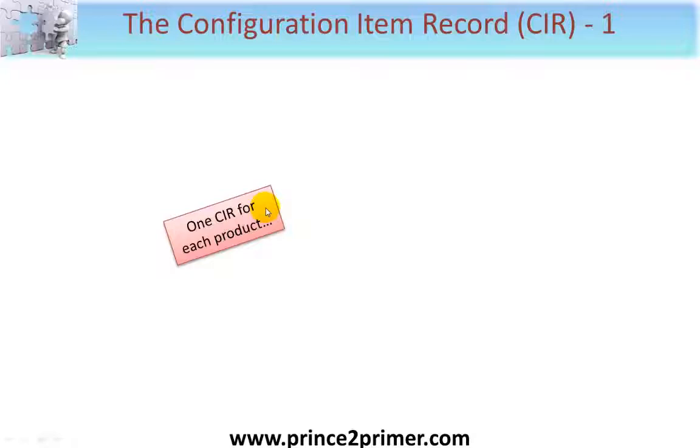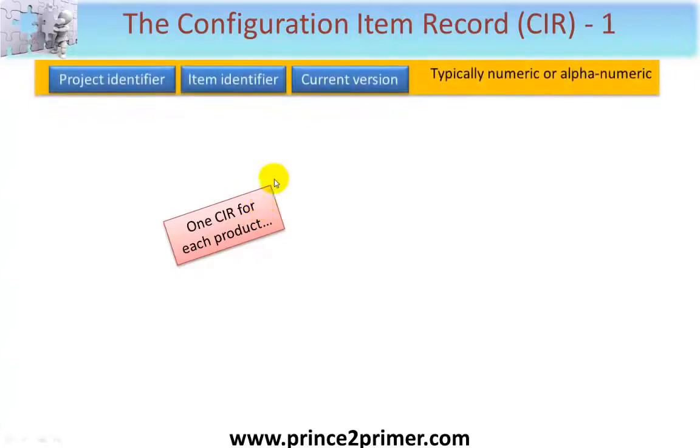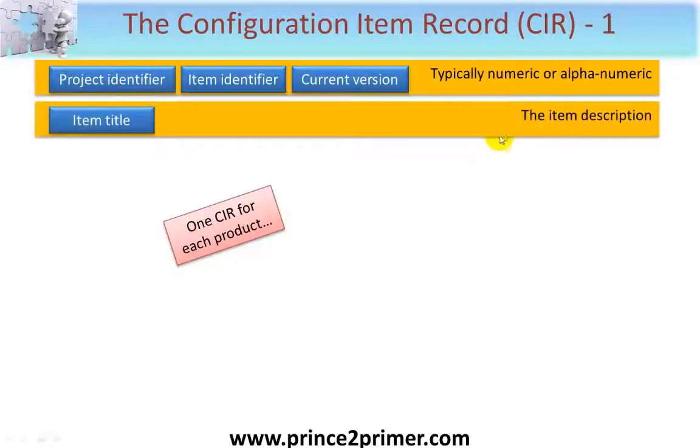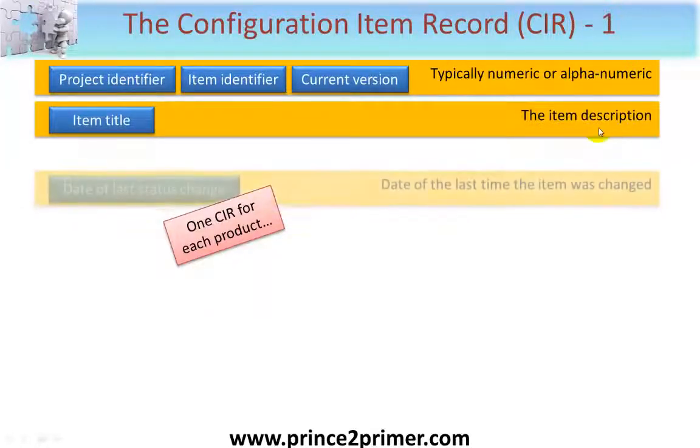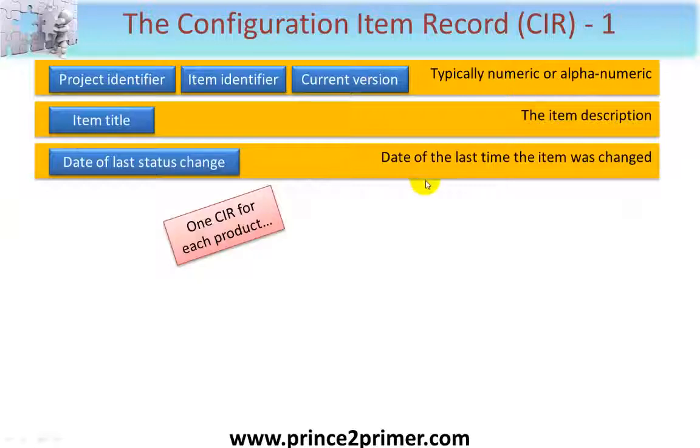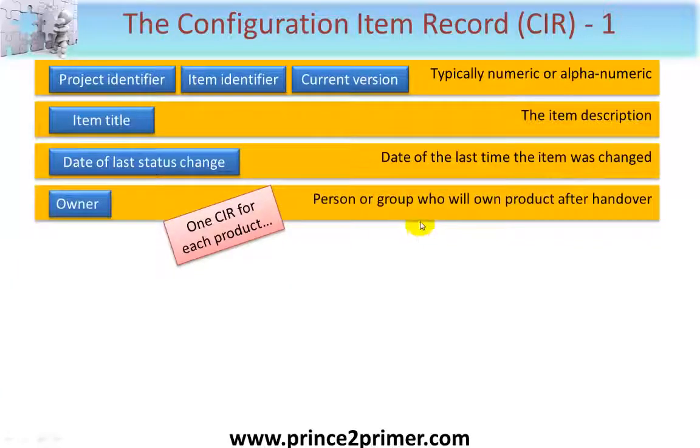So what's the structure of this particular record? If you've got 100 products, you'll have this 100 times. First of all, the project identifier, the item identifier, and the current version, typically some agreed numeric or alphanumeric scheme. The item title, a clear description, date of the last status change, this is the last time an item was changed. This would be important so that you could determine what the latest version was and when the last change was implemented. The owner of each product.